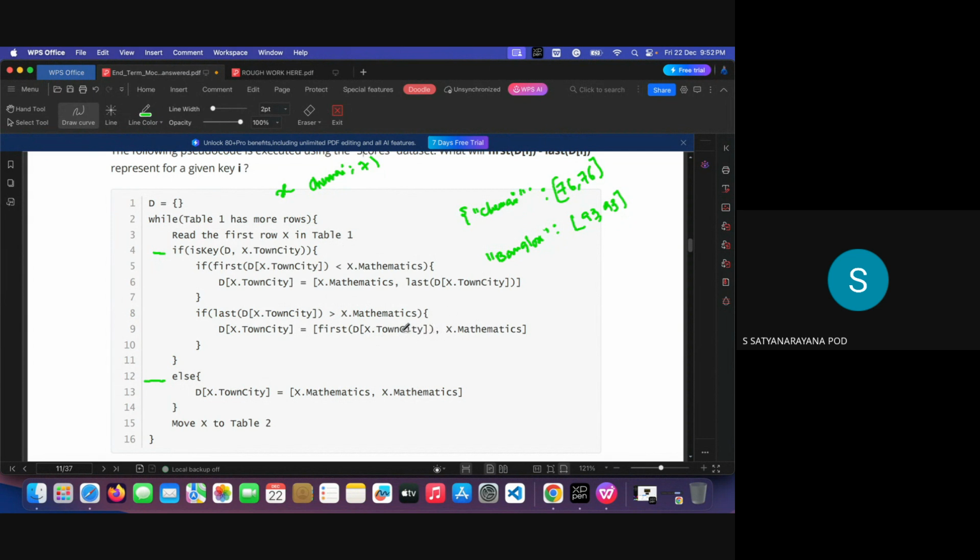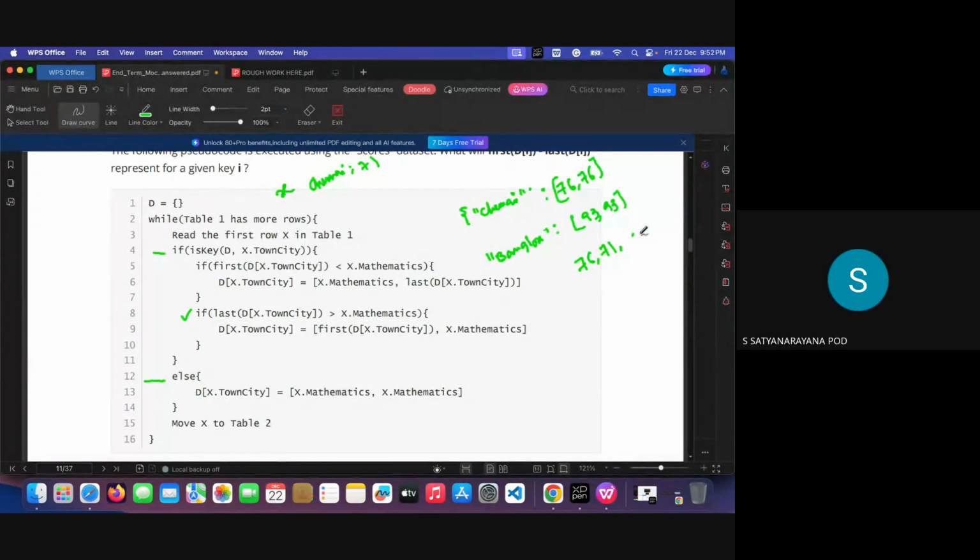For example, in this case, town_city, is it greater than mathematics? Yes. Then 76 and 71 is updated because this condition is satisfied. Is it clear? Whenever another student came, if that particular student is having lesser marks, we keep on adding. Fine. Clear? Okay.